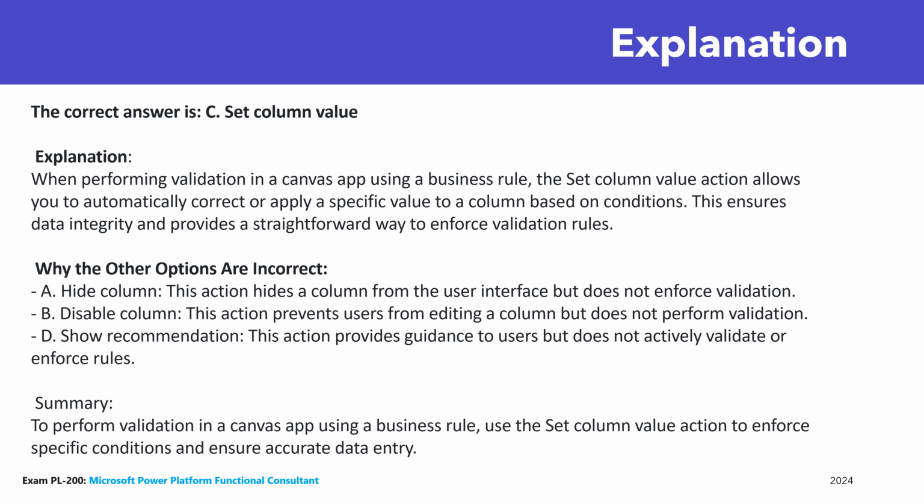Summary: To perform validation in a Canvas app using a business rule, use the set column value action to enforce specific conditions and ensure accurate data entry.